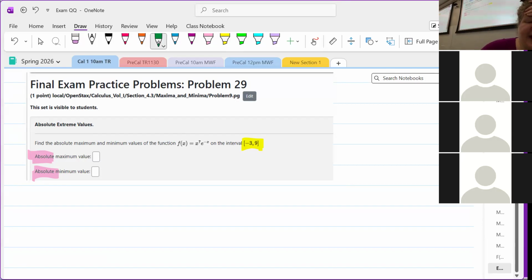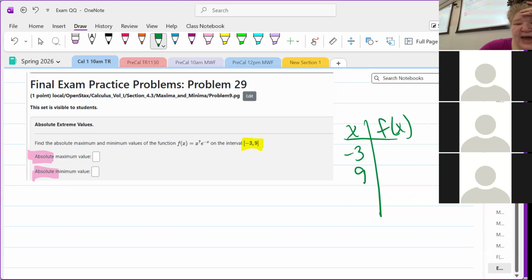So when we look at absolute max and mins, we come up with a list of x values that we're going to test, that are potential overall max or overall min. The endpoints of the interval are always on our list. So I've got -3 and 9 as my potential absolute max and absolute min. The other places that an absolute max or min can occur is if there's a local max or min between that set of numbers. So to figure out where a local max or min is, we have to do the first derivative test. Take the derivative, set it equal to 0.